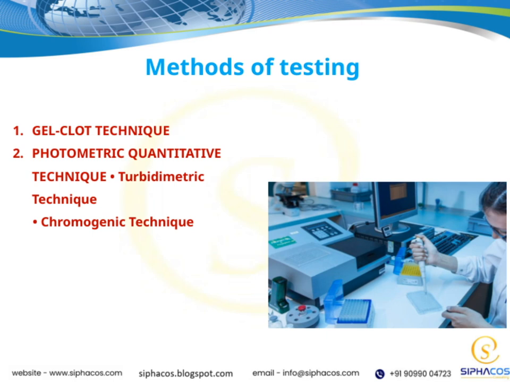The turbidimetric technique measures the cloudiness or turbidity of a sample as a way to quantify specific substances, such as fibrinogen levels. Then there's the chromogenic technique, which relies on color changes resulting from enzymatic reactions. This method is highly specific and sensitive, making it very useful for precise measurements. Connecting these points to our overall theme, these testing methods are crucial tools in diagnosing and understanding various blood disorders, helping us to make accurate clinical decisions.